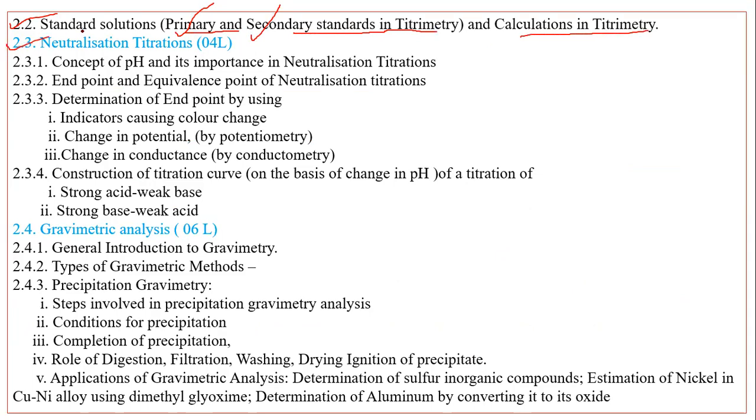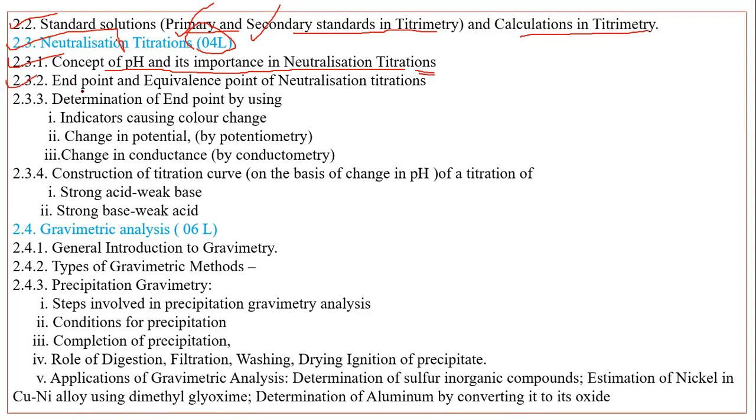After that you can see here neutralization titration, which carries 4 lectures. In that, we are going to learn basically the concept of pH and its importance in neutralization. pH is very important in each and every reaction, and here we are going to learn the importance of pH in the neutralization titration, because on the basis of pH only we are going to target the particular indicator by which we carry out the analysis.